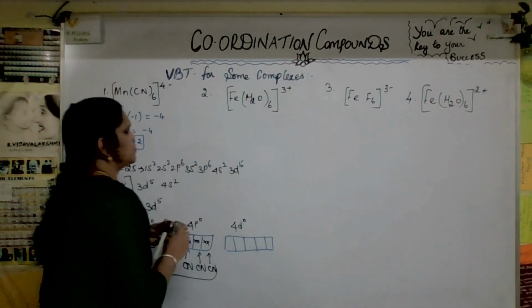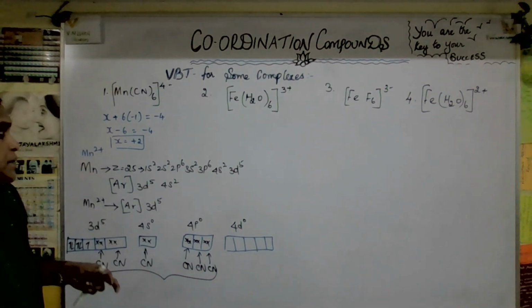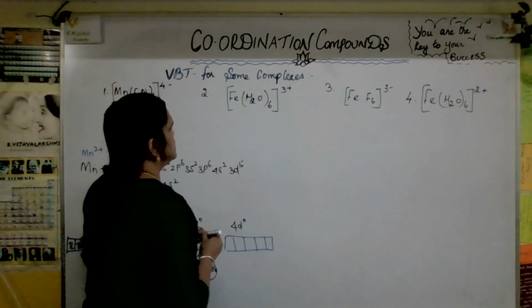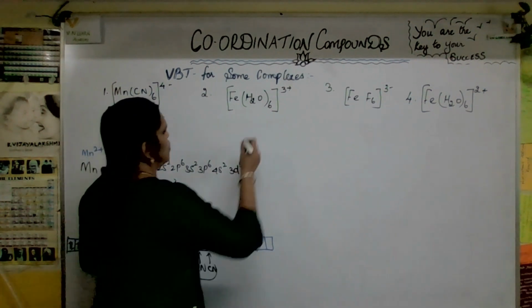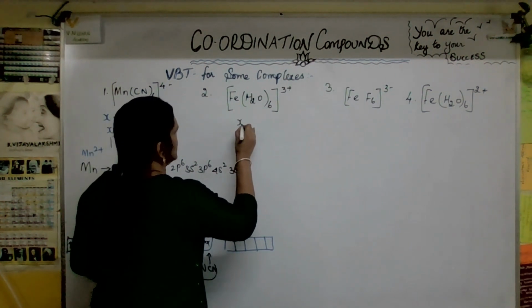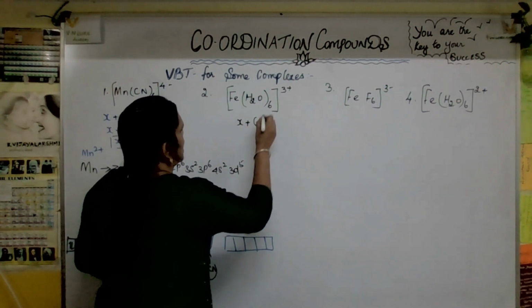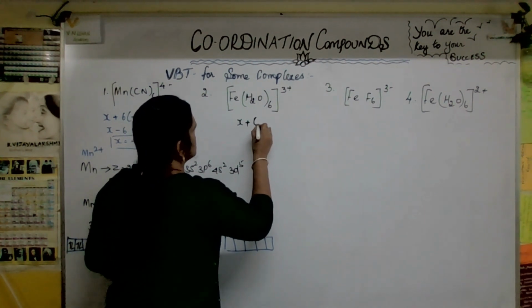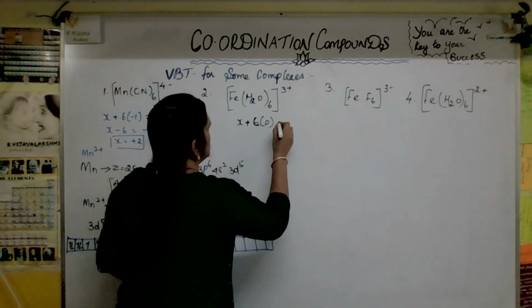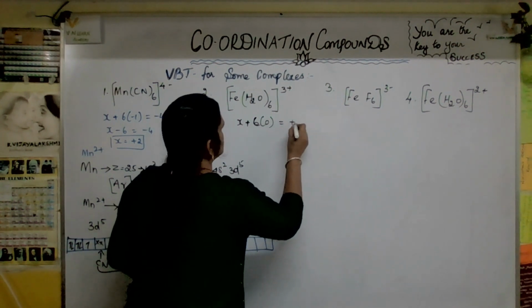Okay, now the next one, [Fe(H2O)6]3+. Here oxidation number: X plus 6 into 0, water is neutral, is equal to plus 3.